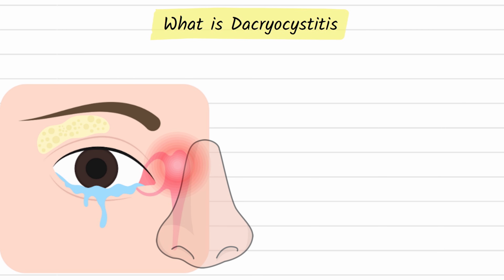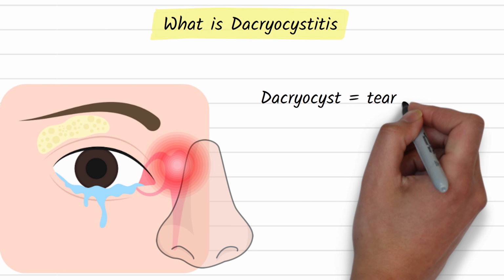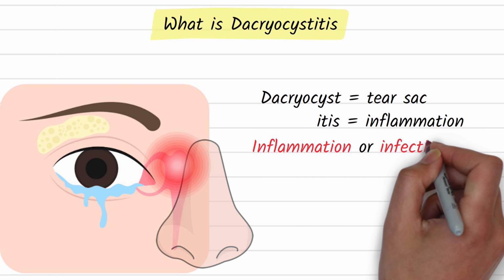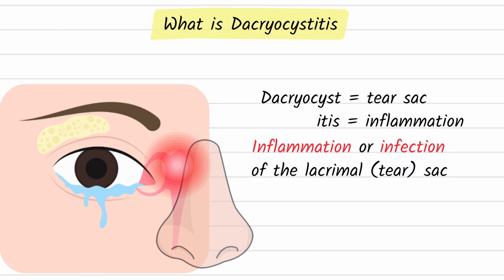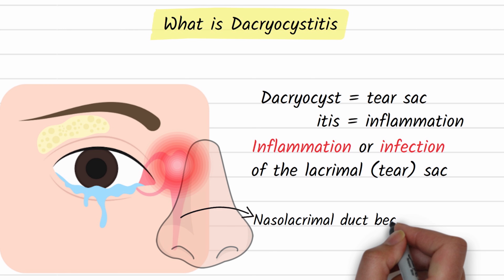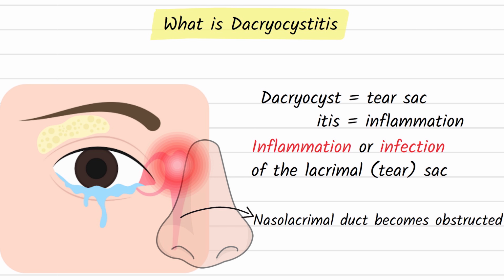Dacryocystitis is an infection of that tear sac I just mentioned. The medical term breaks down pretty simply. Dacryocyst means tear sac, and itis means inflammation. So we are literally talking about an inflamed, infected tear sac. This happens almost every single time because the nasolacrimal duct becomes obstructed. Remember that analogy about your sink? If the pipe gets clogged, water backs up. The same thing happens with your tears. They back up in the lacrimal sac, and when tears stagnate in there, bacteria move in and throw a party.